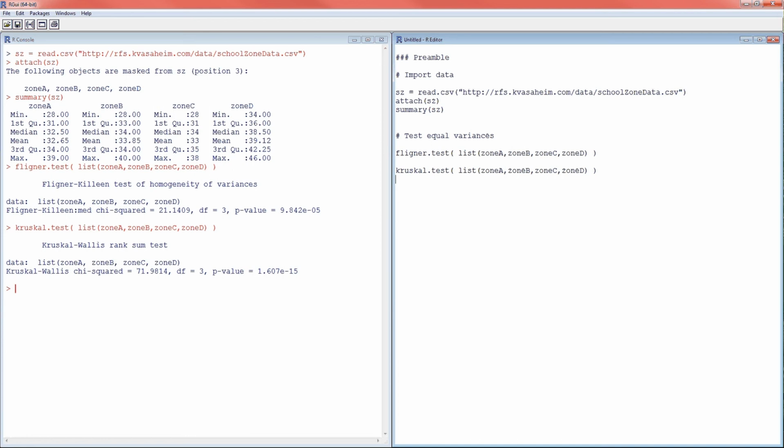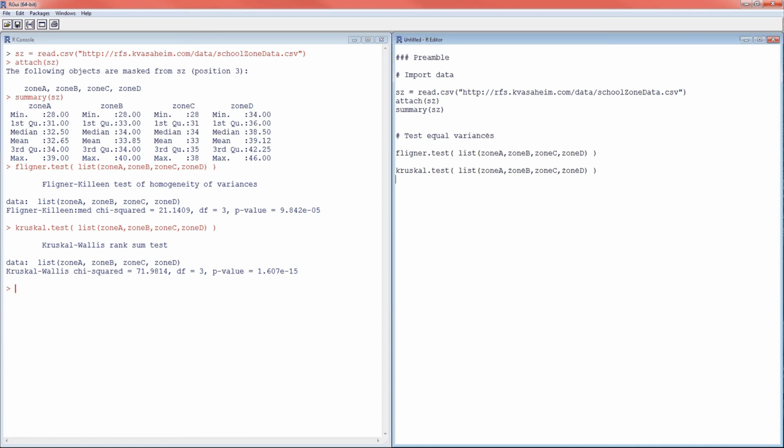P-value is 1.607 times 10 to the negative 15th. Therefore, we reject the null hypothesis. P is less than alpha. We reject the null hypothesis. Kruskal-Wallis test was testing if the means were all equal. We reject the null hypothesis of the equality of means. Therefore, we conclude that at least one is different from the others.